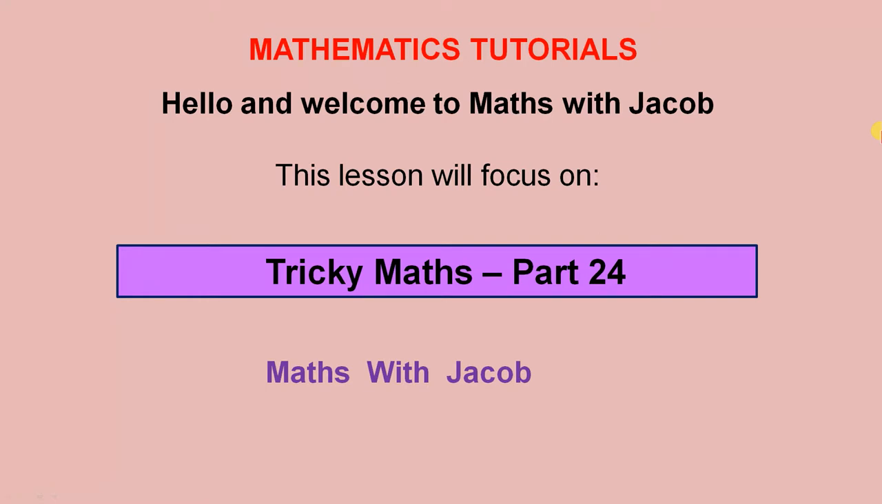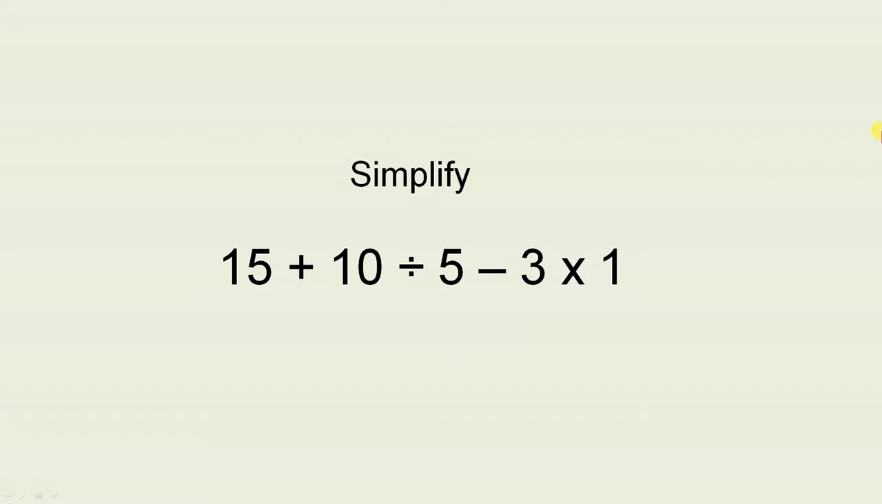This lesson will focus on Tricky Maths Part 24. Simplify 15 plus 10 divided by 5 minus 3 multiplied by 1. Now this is a very important sum here because we need to know our order of operations.